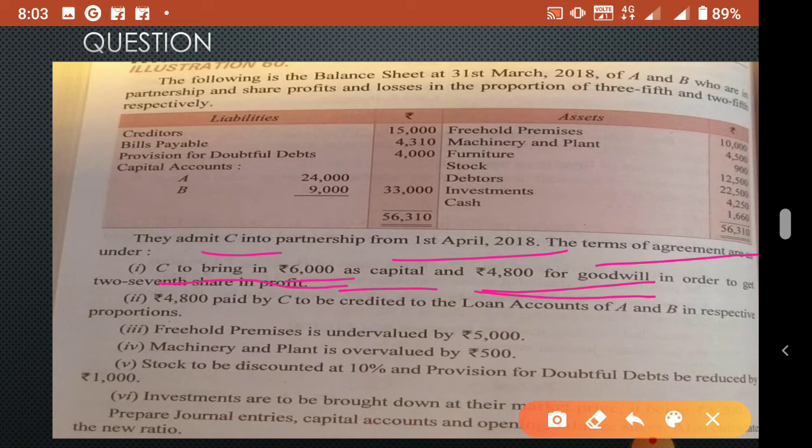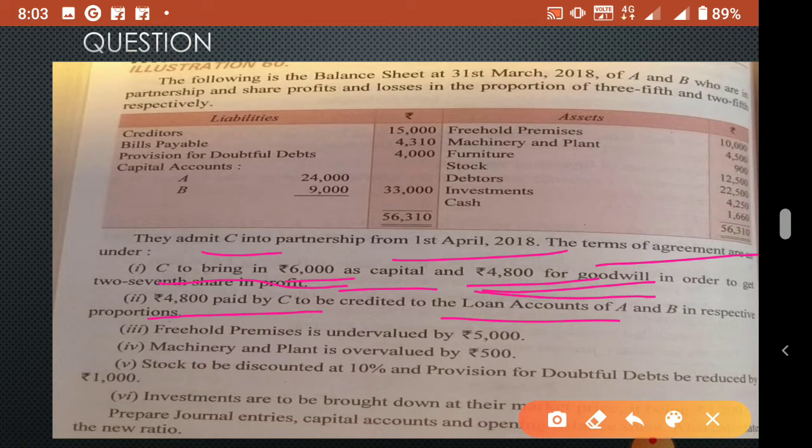Next, 4,800 paid by C to be credited to the loan account of A and B. Here this is the goodwill amount brought in by C, the new partner, what we call premium for goodwill. The treatment of goodwill we already studied. When the new partner brings the amount of goodwill in cash, that amount is called what? Premium for goodwill. So who will share that amount? All the partners will share it in the sacrificing ratio. Goodwill will always be shared in the sacrificing ratio.